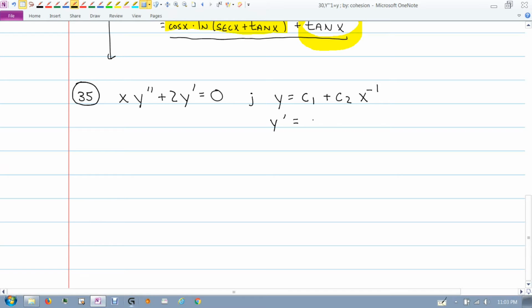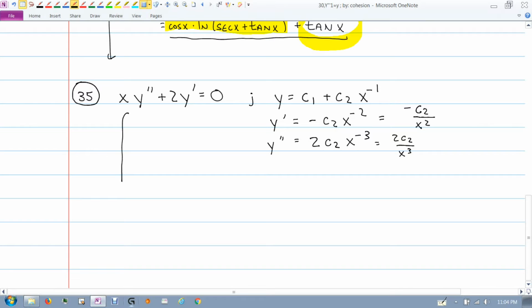Derivative of c sub 1 is 0. On the other one, the negative comes out, c sub 2 is power rule, x to the negative 2. And for y double prime, negative 2 comes out, becomes positive 2 c sub 2 x to the negative 3. So just remember that this is really just negative c sub 2 over x squared, and this one right here is 2 c sub 2 over x cubed.